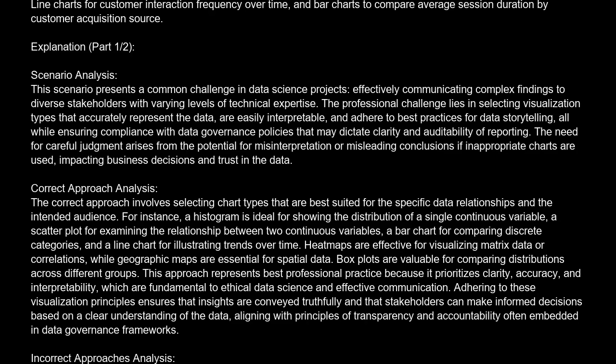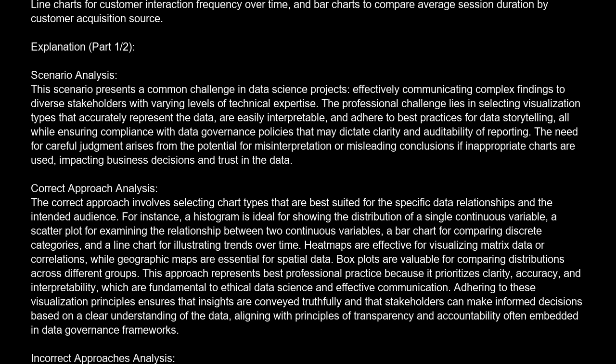Correct answer is A. Line charts for customer interaction frequency over time, and bar charts to compare average session duration by customer acquisition source. Explanation. Scenario analysis. This scenario presents a common challenge in data science projects, effectively communicating complex findings to diverse stakeholders with varying levels of technical expertise.